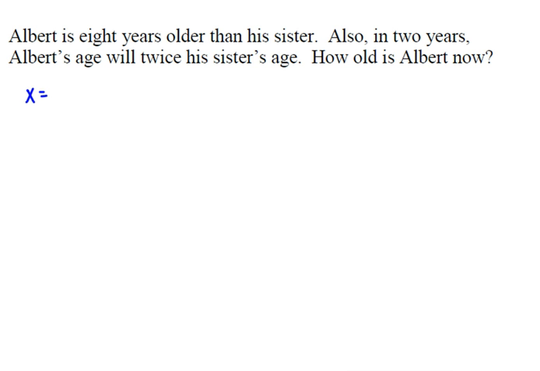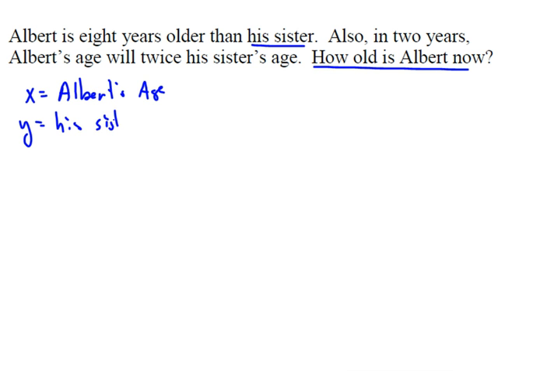So I'm going to say x equals, well, what do I want to know? Well, I want to know how old Albert is. So let's call that Albert's age. And notice it's probably going to be Albert's age right now. Then the other thing I want to know is his sister's age, so we'll call that y. So we've got Albert's age and his sister's age, and that's what their ages currently are.